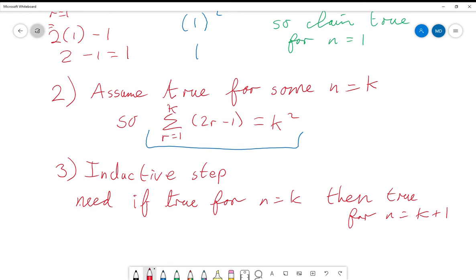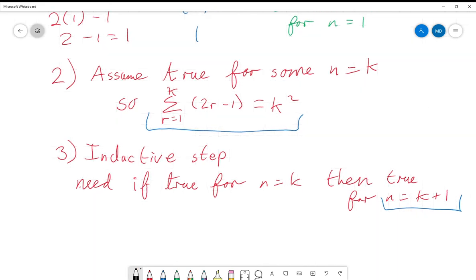So to prove that it's true for n equals k plus 1, we're going to consider that. So we're going to write down the sum from r equals 1 to k plus 1, because we want the k plus 1, of 2r minus 1. But we can't say that is equal to k plus 1 squared.